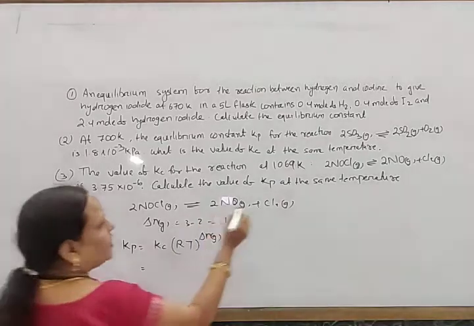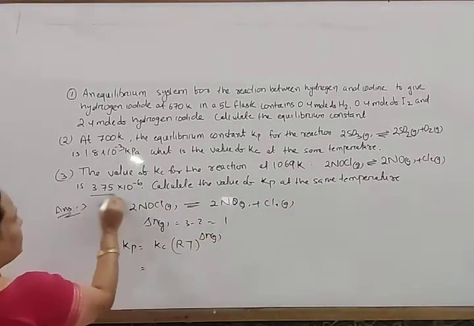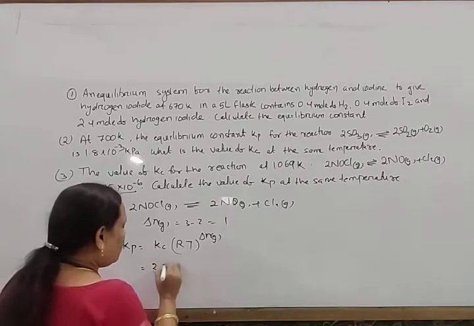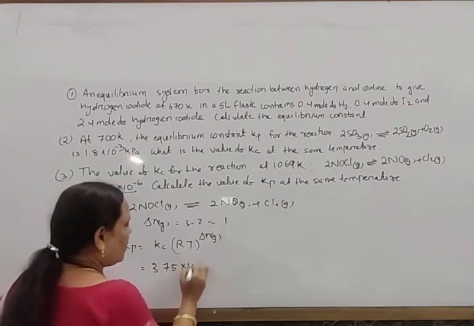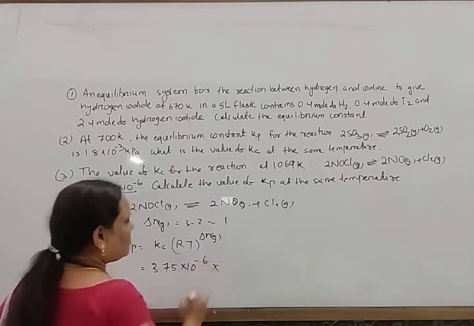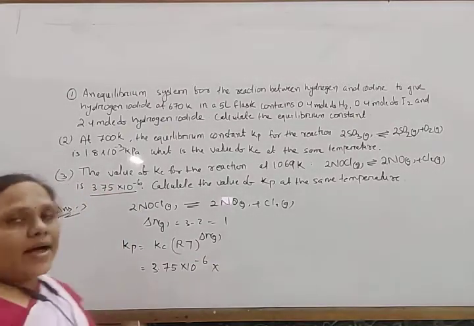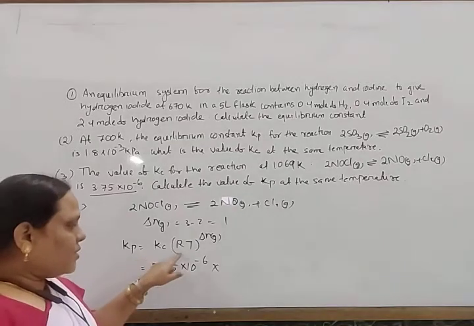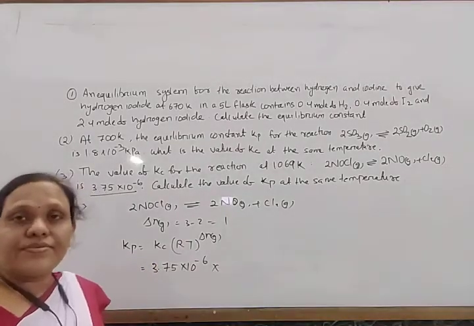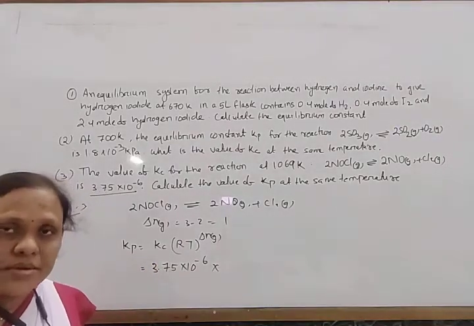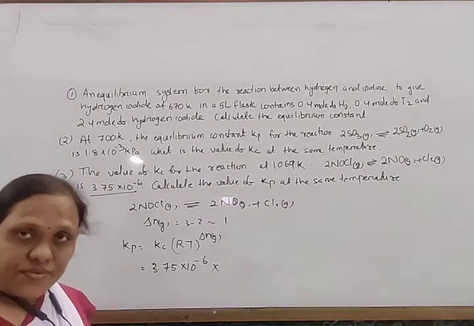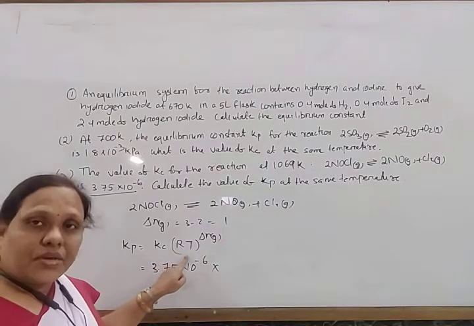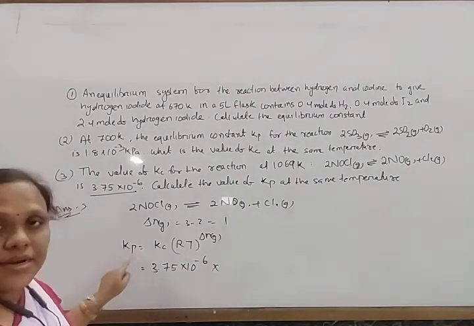So what is the value of Kc? The value of Kc is 3.75 times 10 to the power minus 6, into R. R has reference values. You can put R in terms of liter atmosphere Kelvin inverse mole inverse, or in terms of bar, or in terms of Pascal. So for this problem we use the appropriate value of R, and in that way the answer will come.